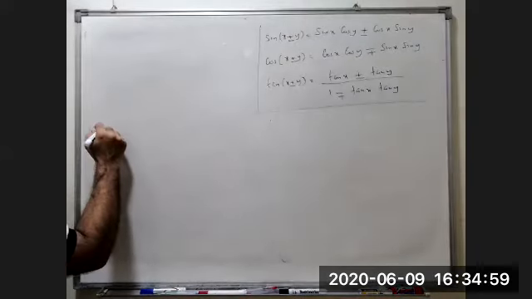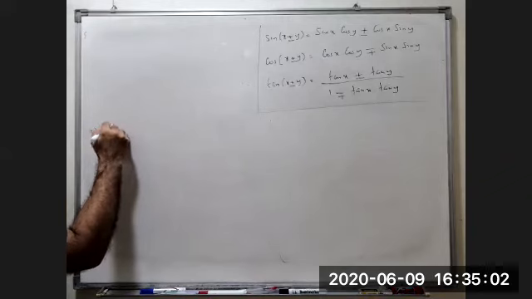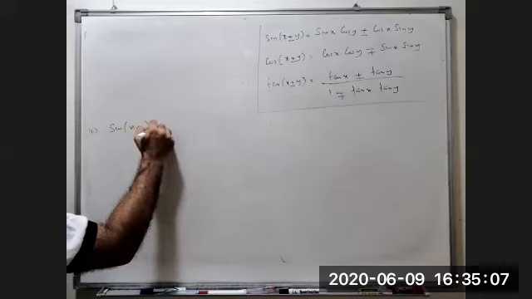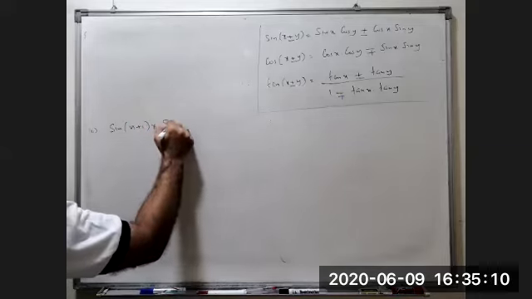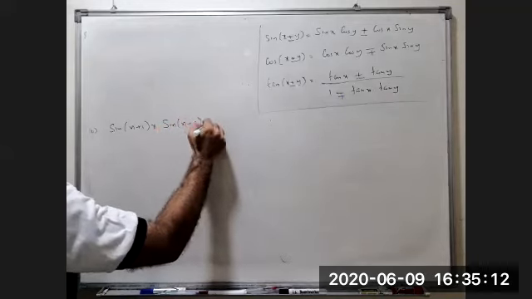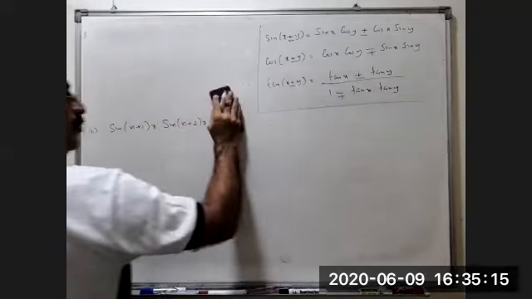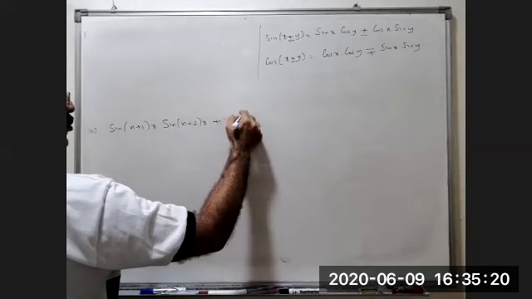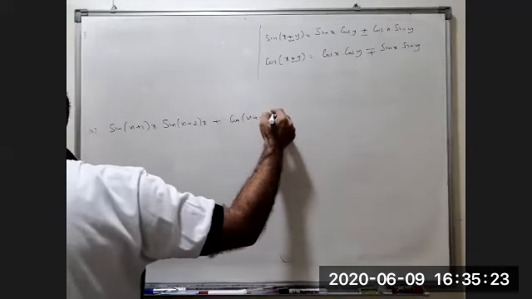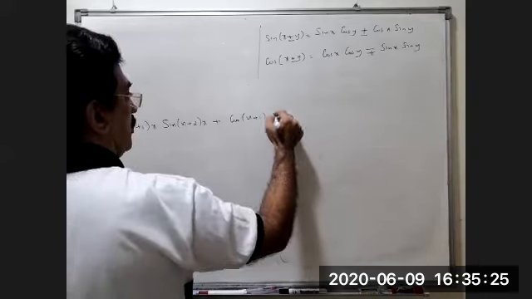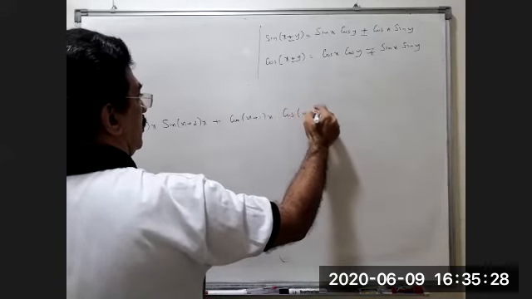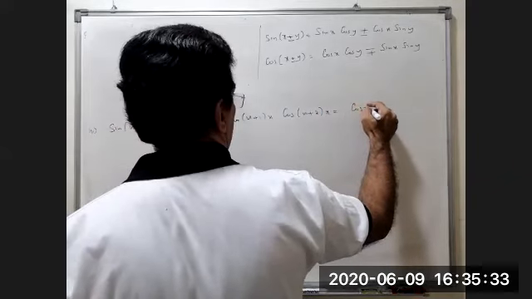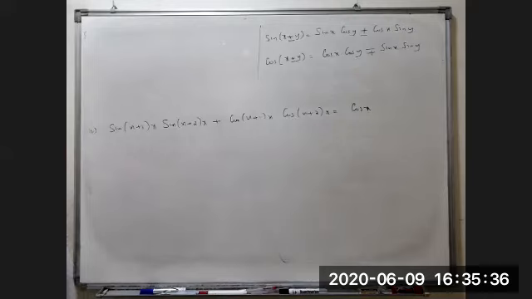Question number 10. sin(n+1)x sin(n+2)x plus cos(n+1)x cos(n+2)x is equal to cos x.